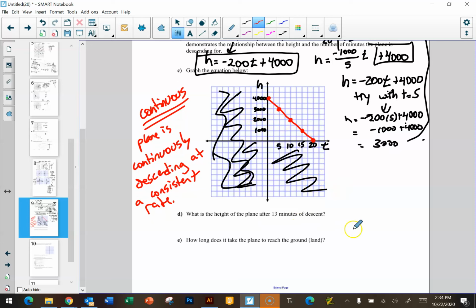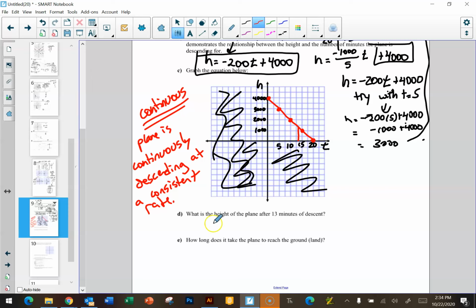What's the height of the plane after 13 minutes? Now this is interpolation because it's in the graph, but it's not one of the main markers in the graph, so I have to find out where 13 minutes is. So if this is 10, this is 12 and a half, 13 is going to be right there. Now, does it say estimate or does it say figure out?